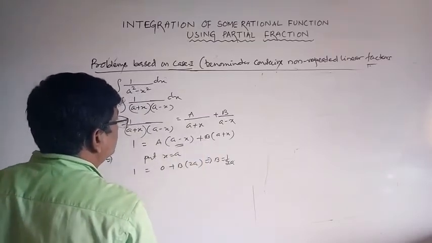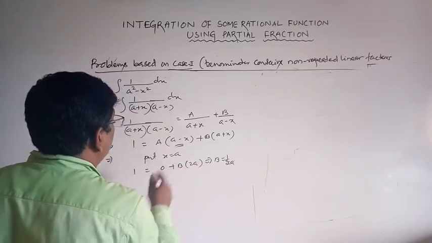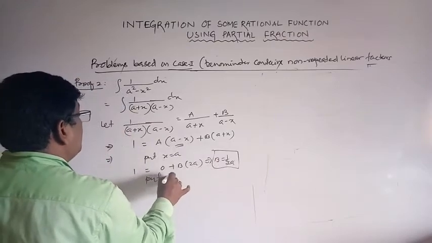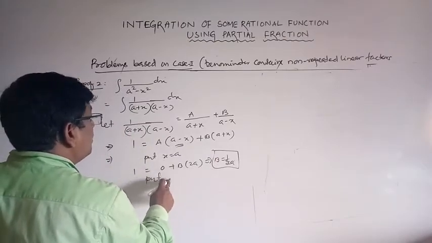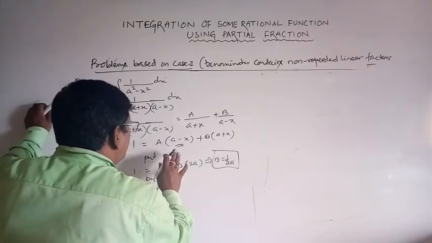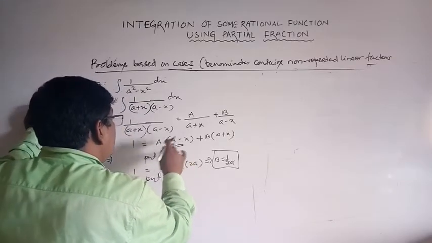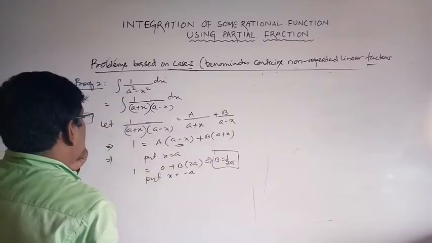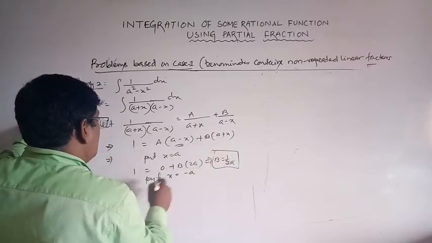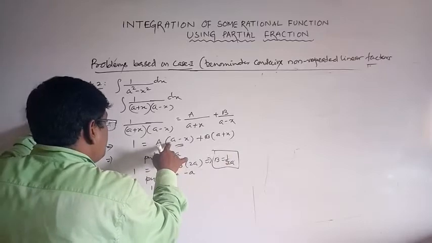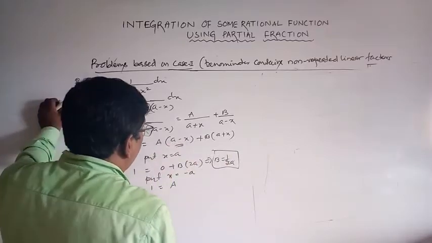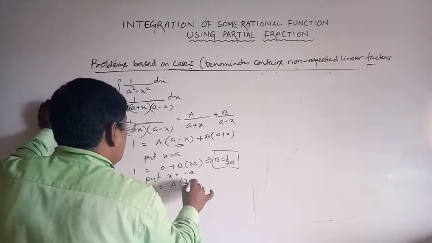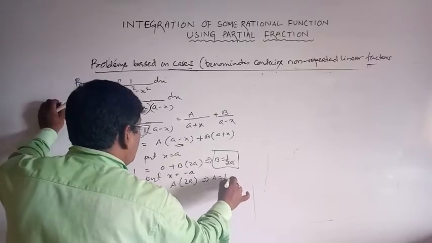Now put x is equal to minus a here. So this is 0, 1 is equal to A into a plus a, that is 2a. Then A is equal to 1 by 2a.